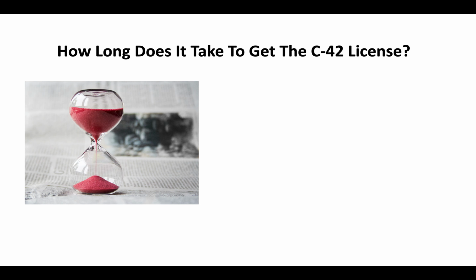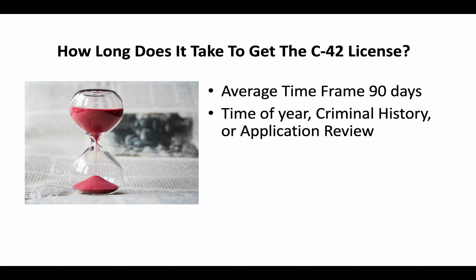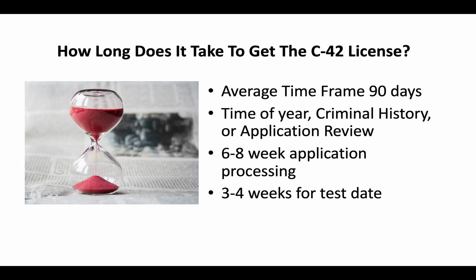Now, how long does it take to get a C-42 license? You're looking at an average time frame of about 90 days. The time of year that you send your application, whether or not you have a criminal history, or whether or not your application is put up for further review are all different factors that can add to that 90-day time frame, but generally you're looking at a 6 to 8 week application processing time and then another 3 to 4 weeks before you go and take your test.